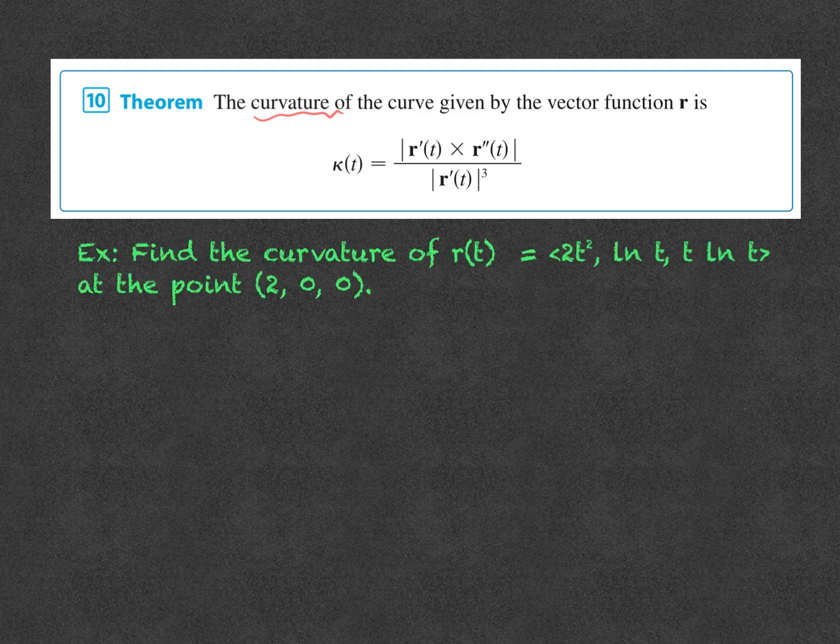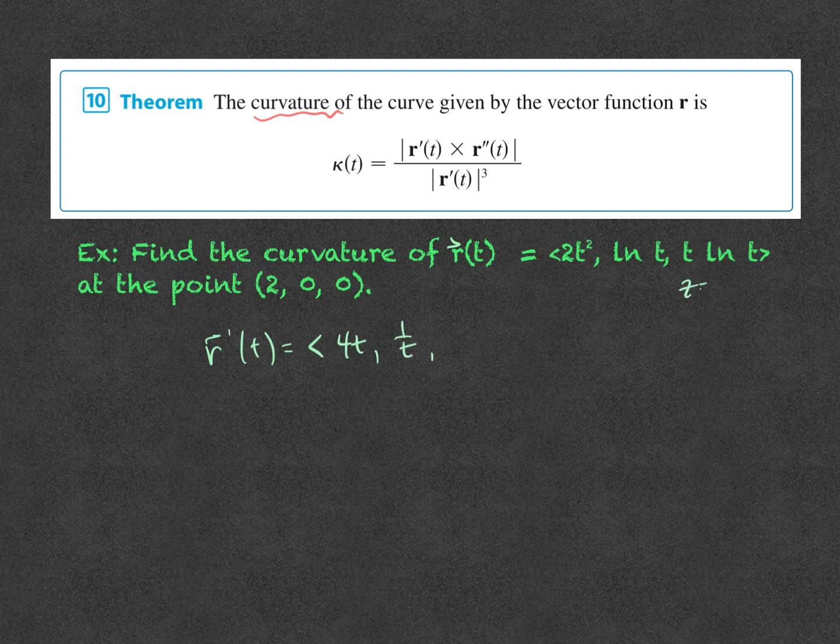We're supposed to find the curvature of the vector r of t, which equals 2t squared, ln of t, t ln of t, at the point 2, 0, 0. If you look at this definition, we need to find r prime of t and r double prime of t, the first derivative and the second derivative of the vector. So let's talk about the first derivative of this vector. The derivative of 2t squared is 4t, and the derivative of natural log of t is 1 over t.